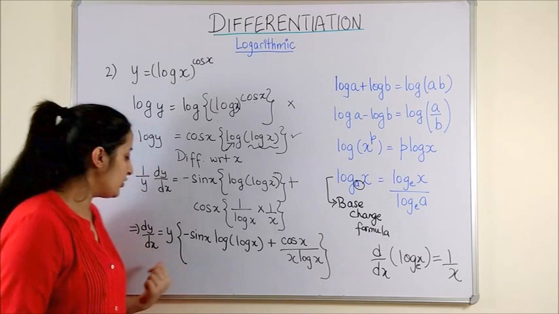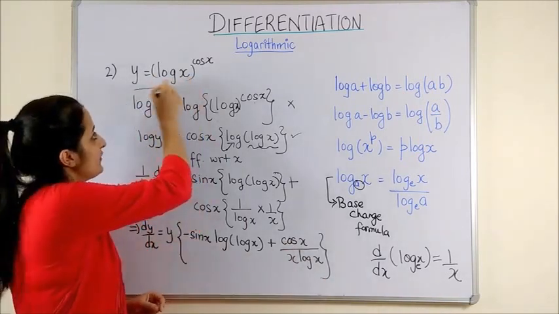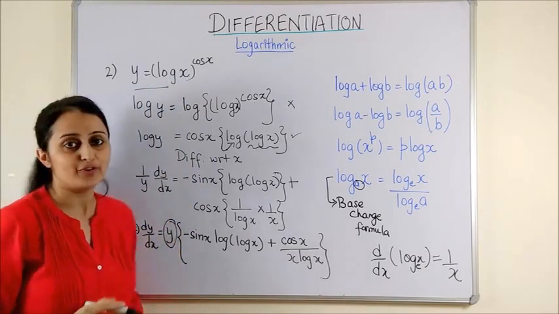So finally your dy by dx becomes this, and once again do not forget to replace back your value for y.